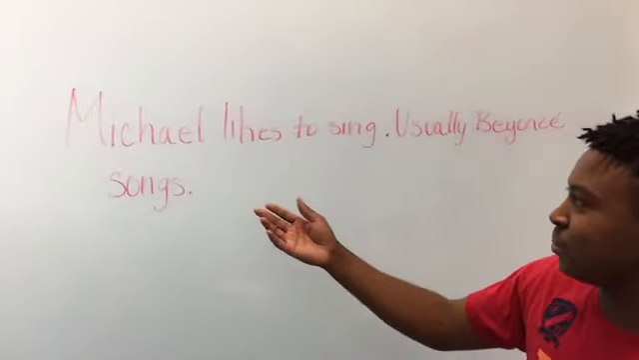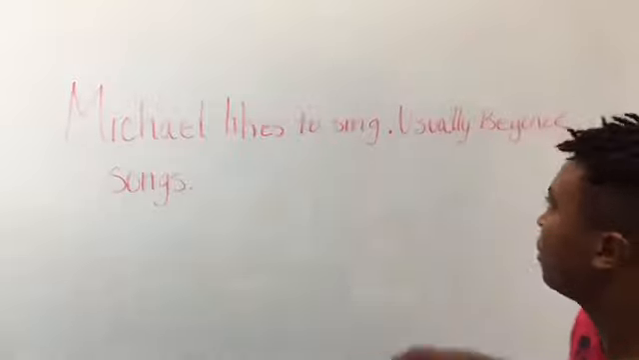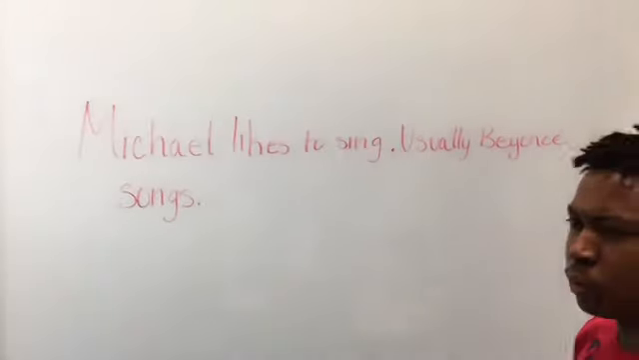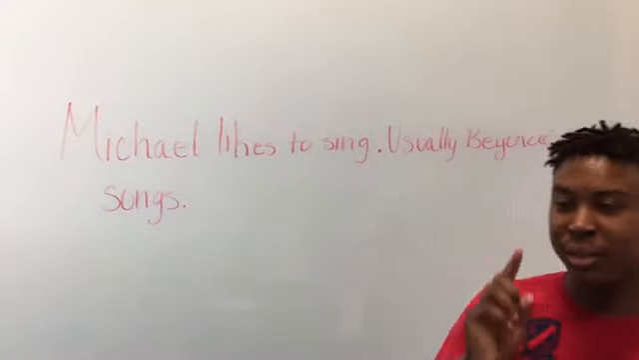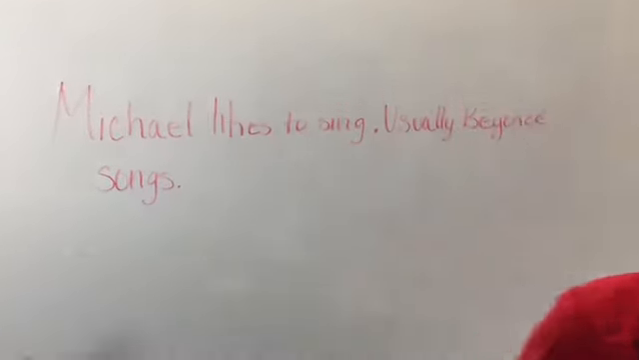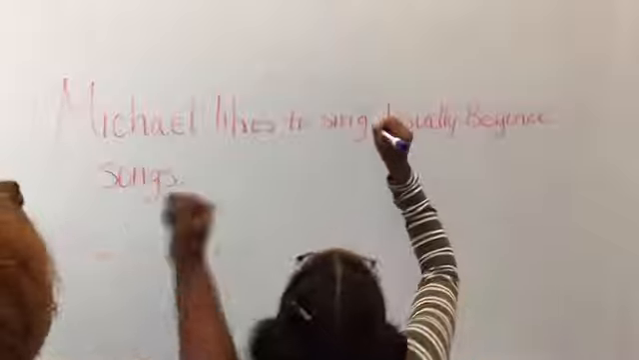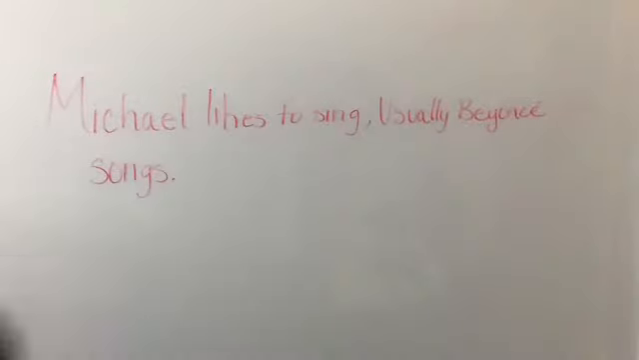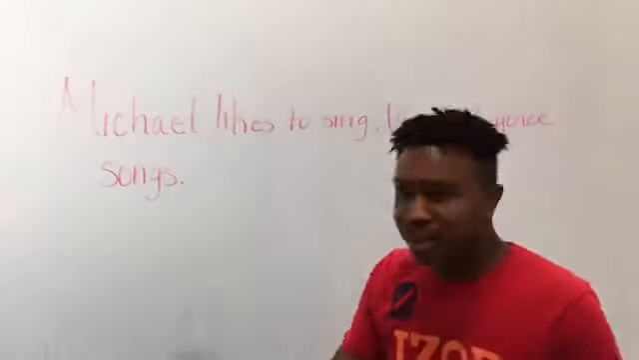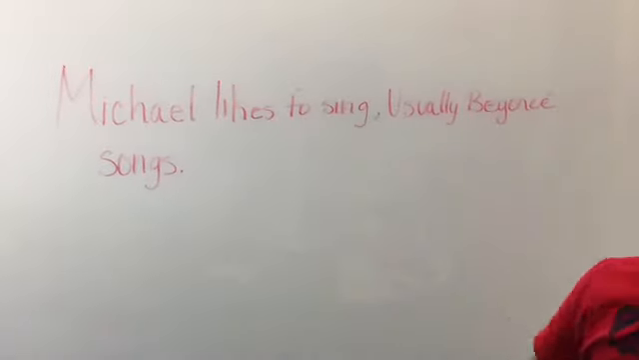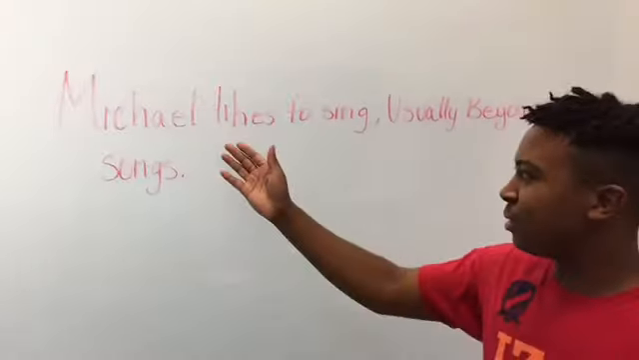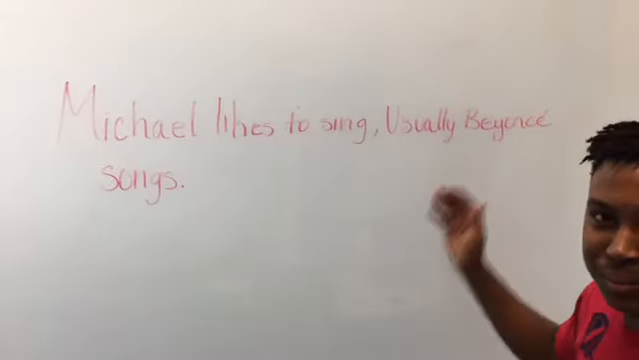Take a look at this sentence. Michael likes to sing, usually Beyonce songs. What's wrong with these two sentences? Where's the blue? You mean, where's the comma? Holla for the comma! That's better. It reads, Michael likes to sing, usually Beyonce songs. Yay! It connects an independent clause and a dependent clause.